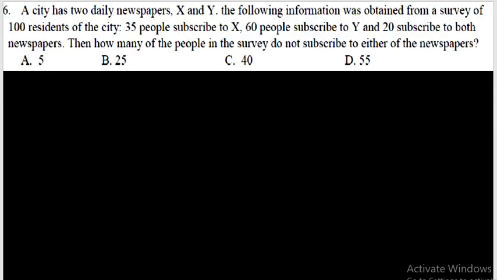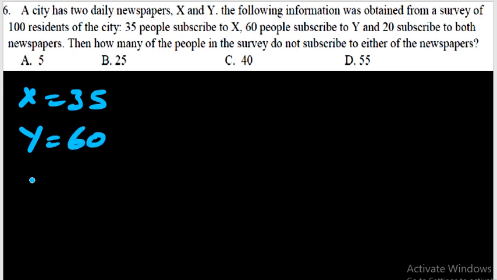The next one: a city has 2 daily newspapers, X and Y. The following information was obtained from a survey of 100 residents of the city. 35 people subscribe to X, 60 people subscribe to Y, and 20 people subscribe to both. So the X's are 35 people and the Y's are 60 people, and both means intersection, which is 20 people. Then how many people in the survey do not subscribe?